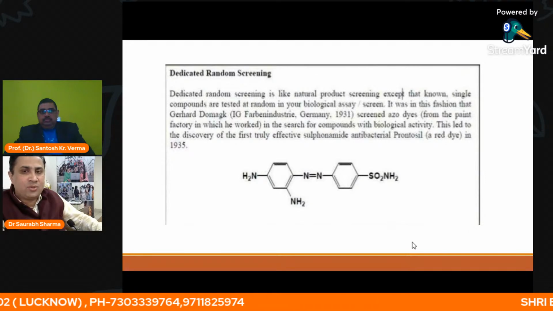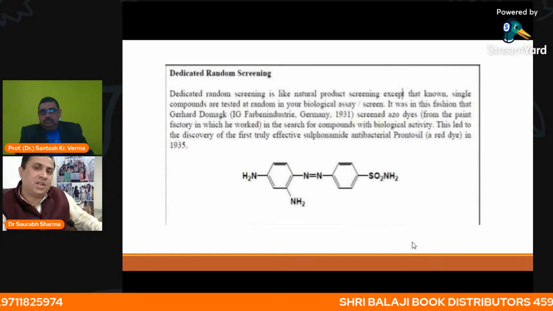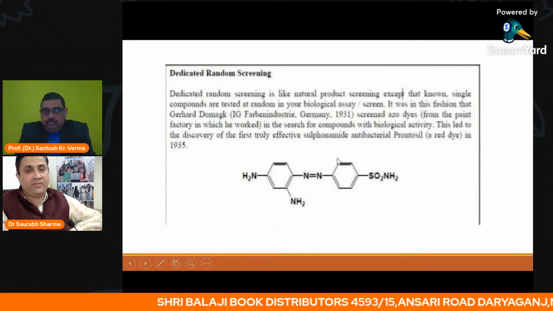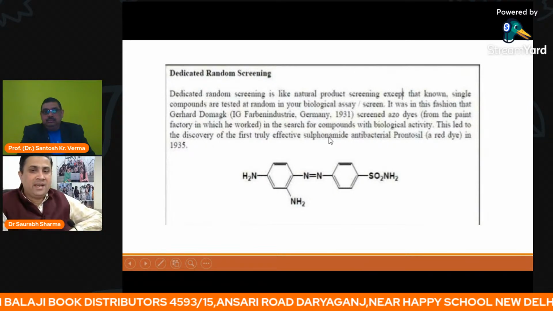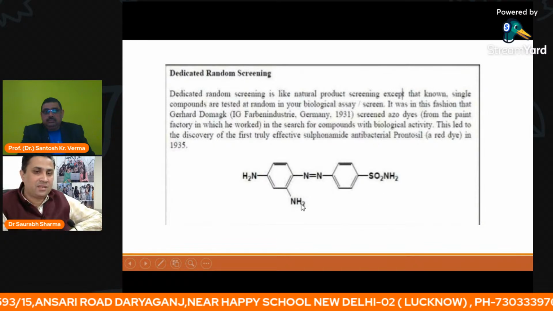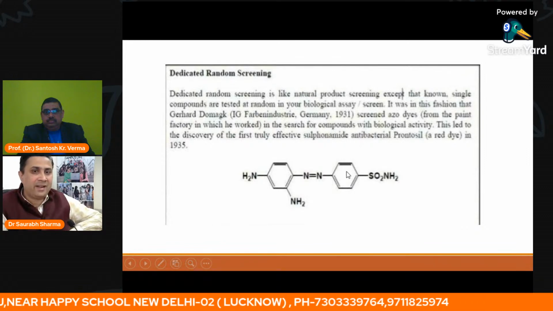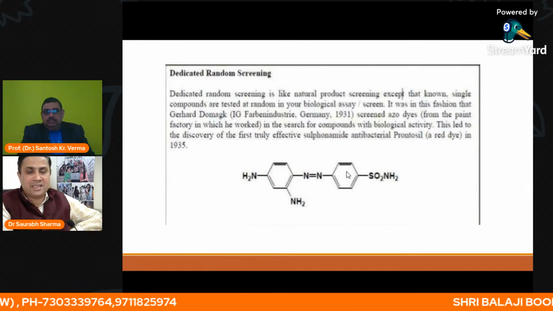screened azo dyes from the paint factory in which he worked. In the search for compounds with biological activity, this led to the discovery of the first truly effective sulfonamide, the antibacterial Prontosil, a red dye, in 1935. This was the contribution of random screening, but it was a dedicated random screening, and a very important compound resulted from it. A lot of antibacterial sulfonamides were developed later on based on this.